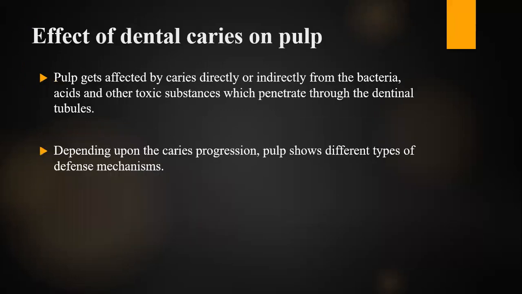Then effect of dental caries on pulp. Pulp gets affected by caries directly or indirectly from the bacteria, acids, and other toxic substances which penetrate through the dentinal tubules. Depending upon the caries progression, pulp shows different types of defense mechanisms.